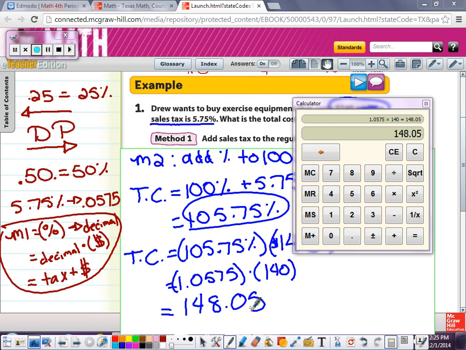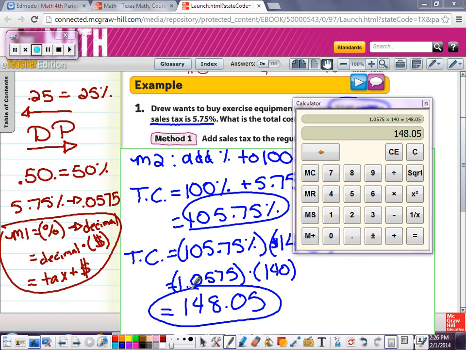Now, this one did everything for us all in one big step. I would suggest using method 2, but sometimes method 1 is easier when you want to know exactly how much extra tax you're adding, or how much of a tip you're adding, or whatever it is. Both of them will get you the right answers. They just do it in 2 different ways.